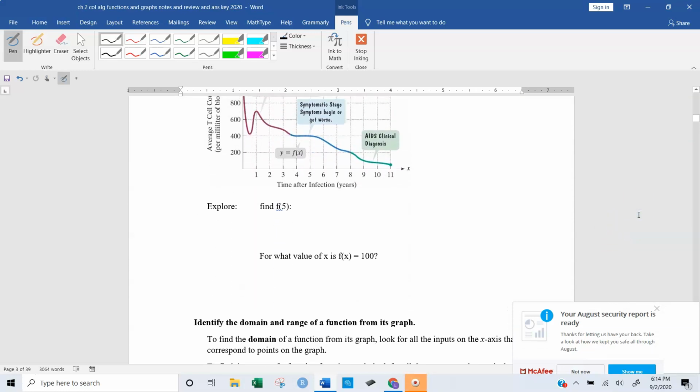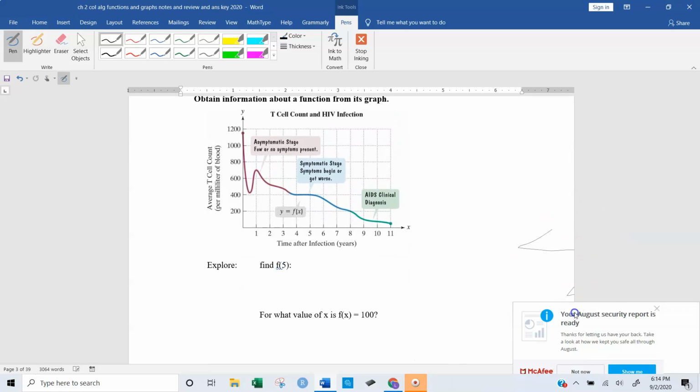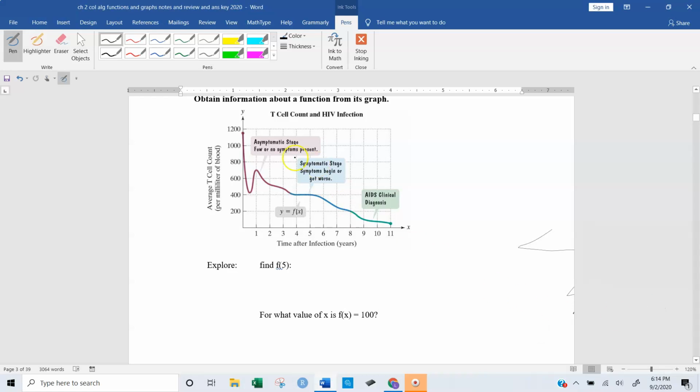All right, we are looking here now. I'm just wanting to know if you can read a graph. It says find f of 5. Well, 5 is always the x value, or this value here. So you go to f of 5. So right here is 5. F of 5 is what does y equal? Remember f of 5 means y, and y equals 400.